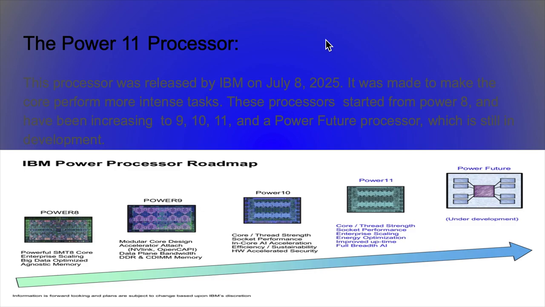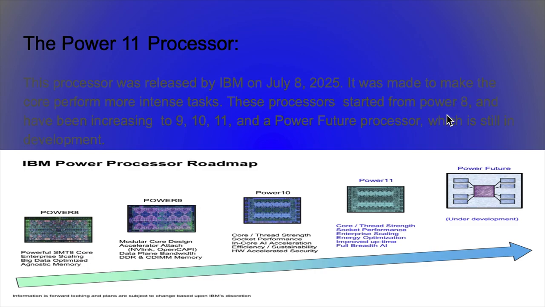The reason this processor was made is to perform more intense tasks. In this processor, the cores are more intense. They have a higher clock speed, which makes them able to perform more intense tasks, tasks that require more energy. These processors started from Power 8. There's Power 7, Power 8. There's also the Power 7 Plus processor.